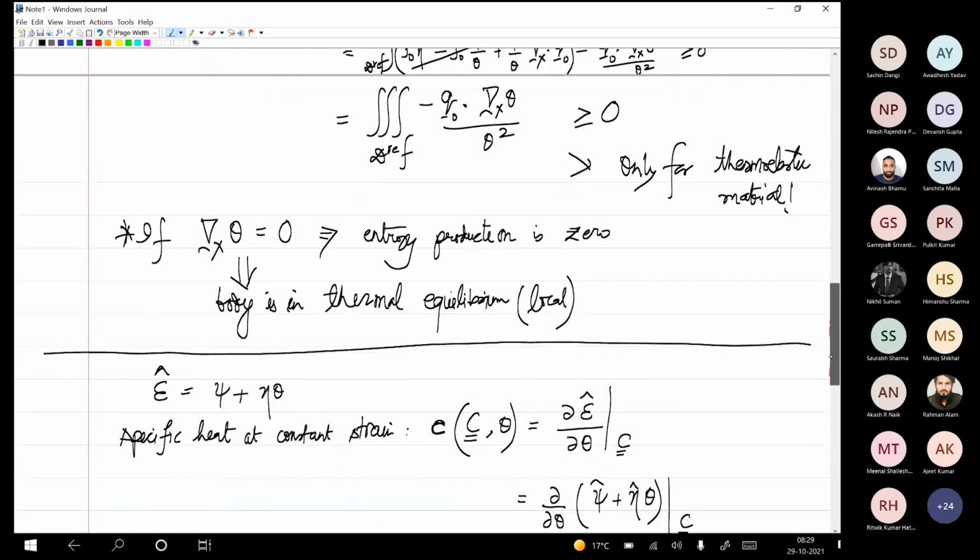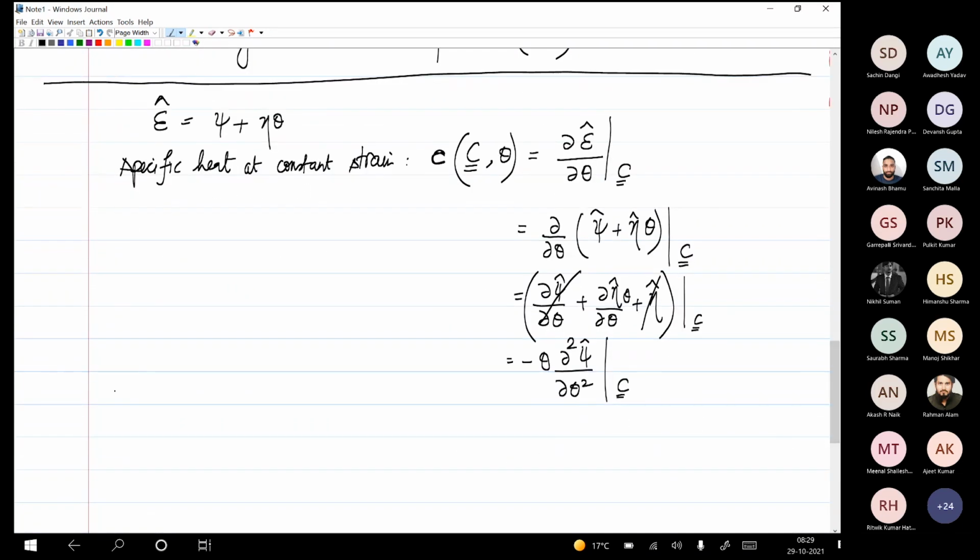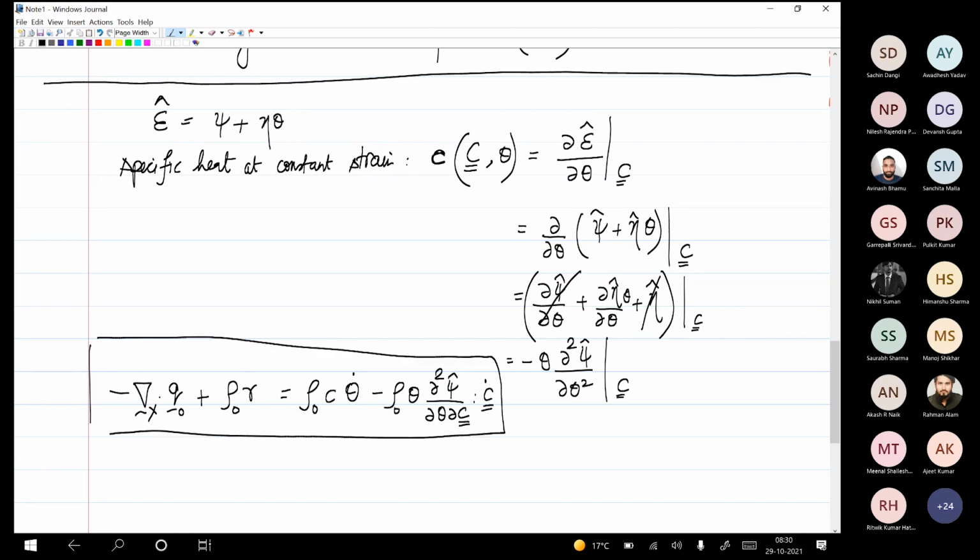With that in mind, you can then write the energy equation as minus divergence of Q naught plus rho naught times the bulk heat energy generation rate, equal to rho naught times C times theta dot, minus rho naught times theta times del 2 psi hat by del theta del C, double contraction C dot. Okay, so that's in terms of specific heat.